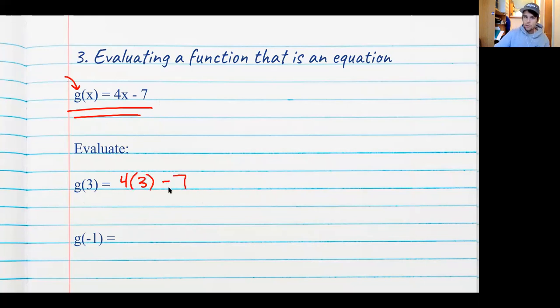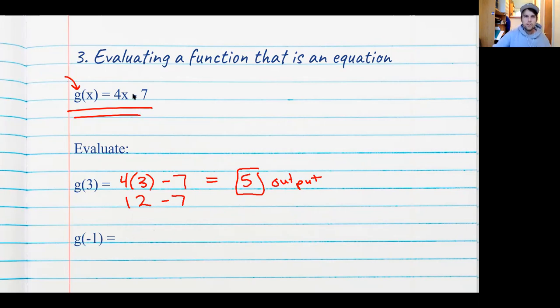And then I have to do my calculations, paying attention to order of operations. So here I have multiplication and subtraction, so I'm supposed to do the multiplication first. 4 times 3 is 12, minus 7. 12 minus 7 is 5. So here is our output. So evaluating a function becomes performing calculations. We put a number in where the x's are. We perform our calculations following order of operations, and we should get out a single number.